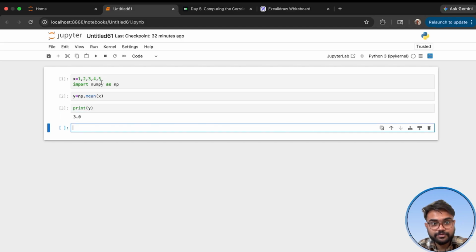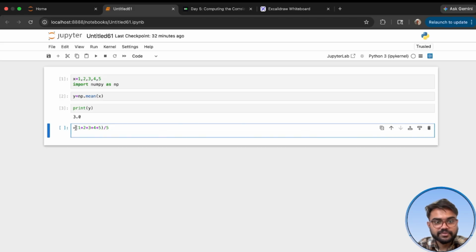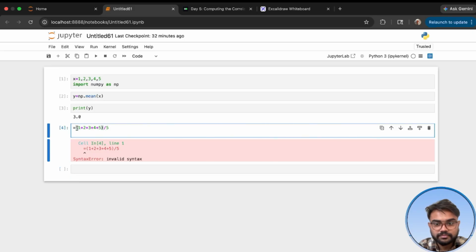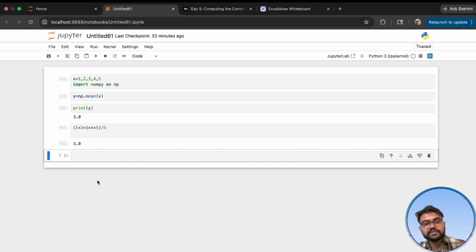So 3 would be the mean. Why 3? 5 plus 4, 9 plus 3, 12 plus 2, 14 plus 1, so 15. 15 divided by 5, 3 would be the output. If I calculate it, 1 plus 2 plus 3 plus 4 plus 5, and then divide by how many numbers we have, 5, it gives the output 3.0. So that is the mean.